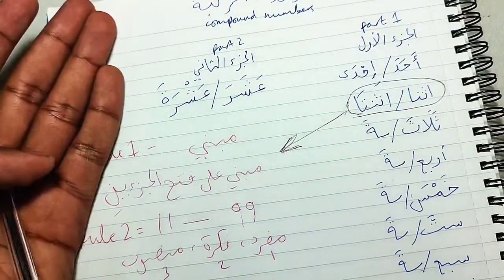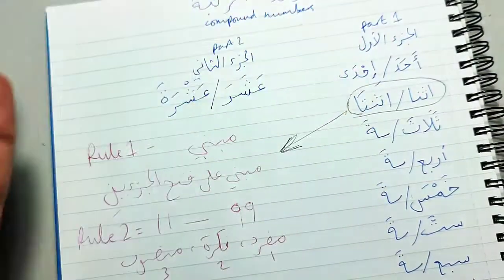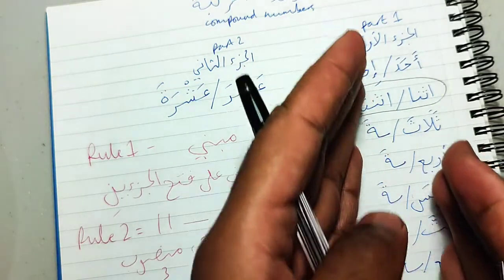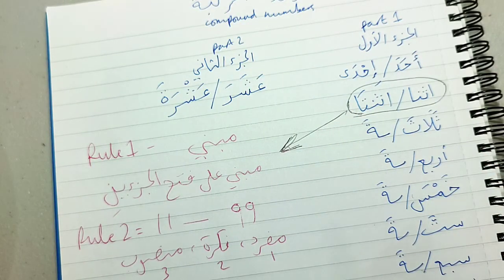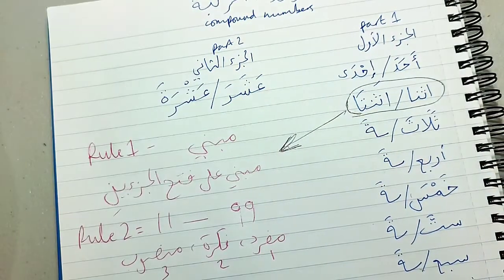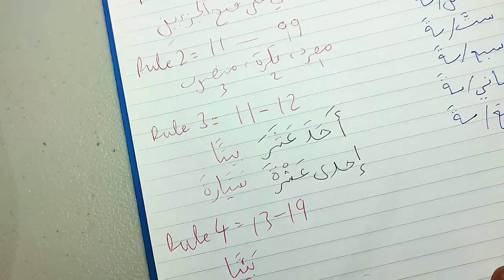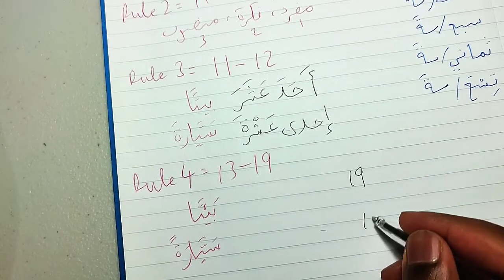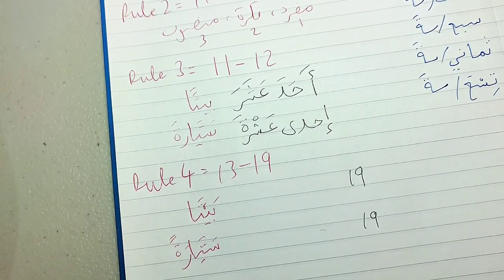So if the thing you're counting is mudhakkar, you're going to use the mu'annath forms. If the thing you're counting is mu'annath, you're going to use the mudhakkar forms. So here is where you have to concentrate by choosing the opposite. But here it conforms. The tens will always conform in this case. Okay, let's say we want to say 19 and 19. 19 houses and 19 cars.